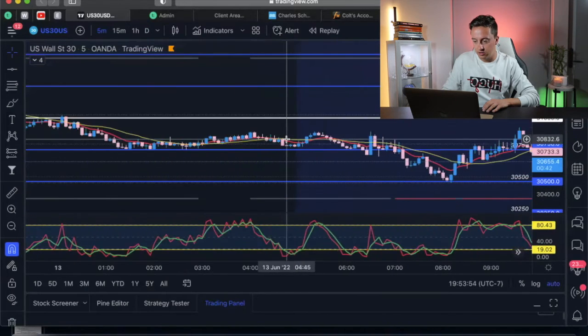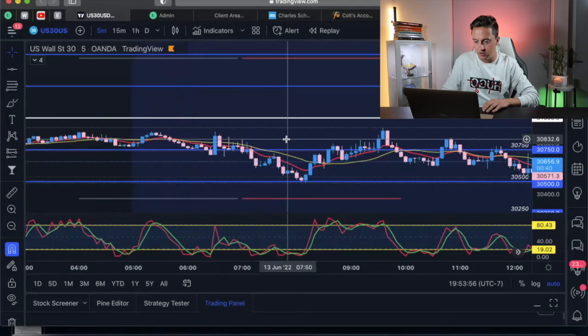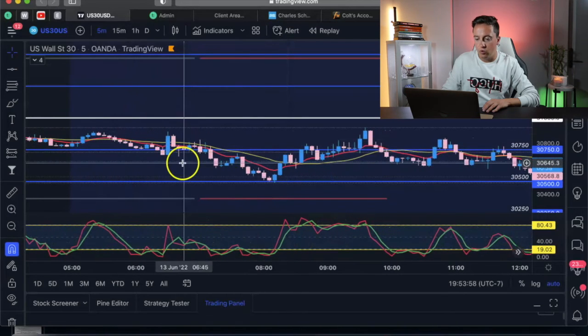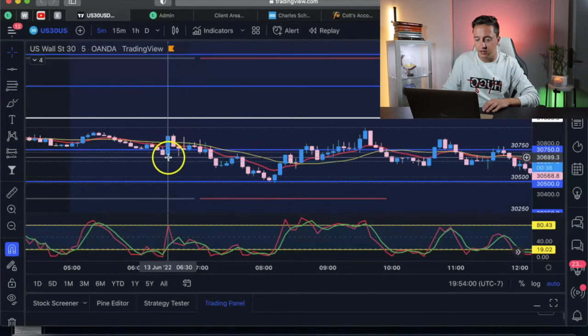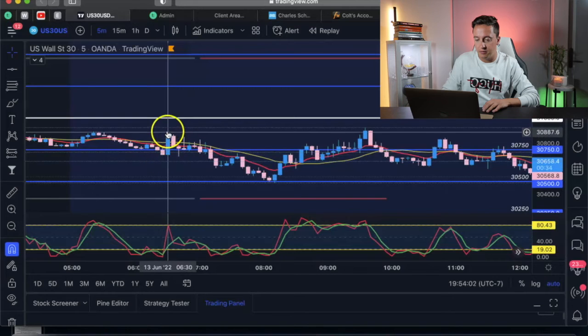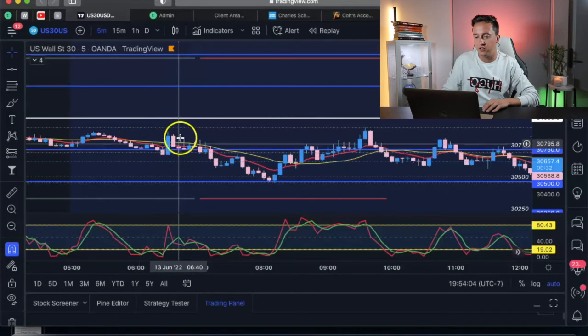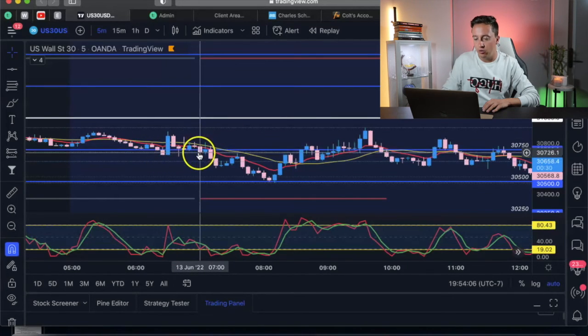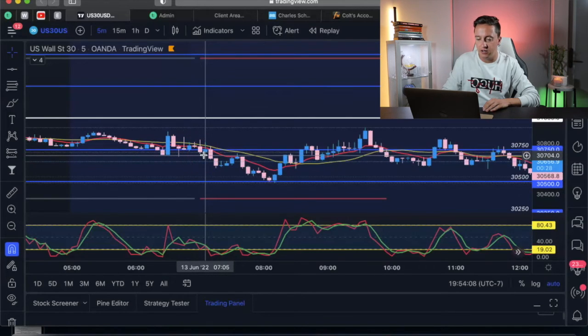Okay, let's go to the New York session. So we can see that we did break this psychological level right here. We broke it, then came back up, tried to break it again, couldn't break it. And then we went through one more time to break it on this candle, and then it just completely dumped.